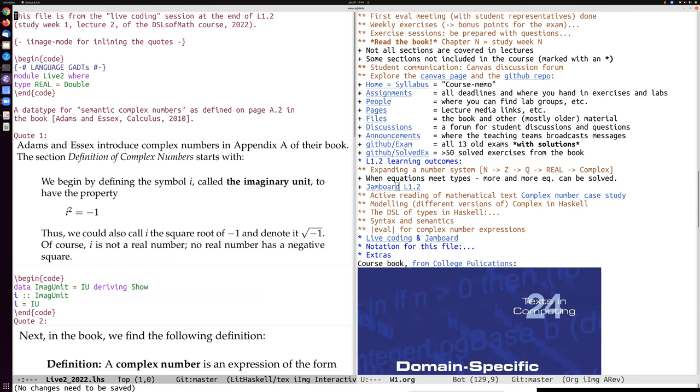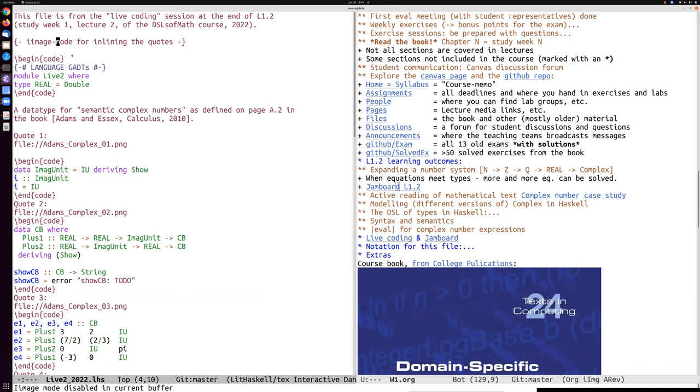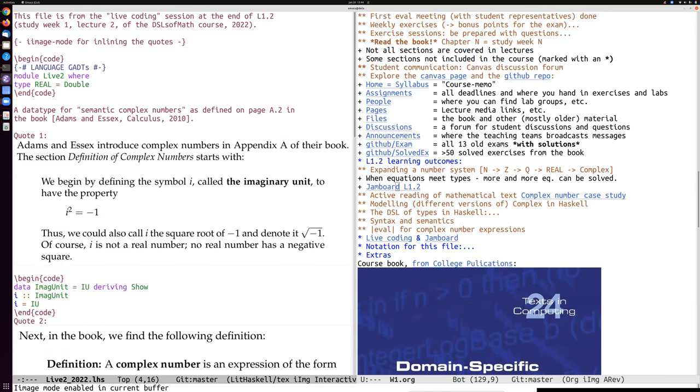I have now used an Emacs feature which is inlining images. There is an image mode. If you open this without that, what you would just see here is the file name Adams complex 01.png. But as the files of these pictures are in the repository, you can actually open them as well.